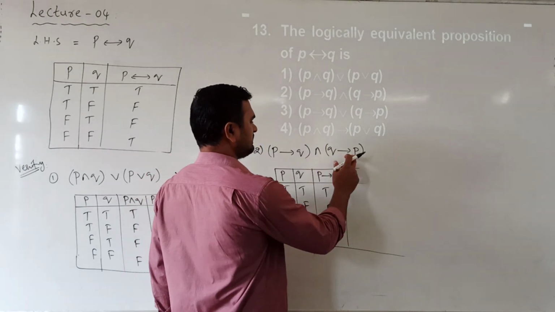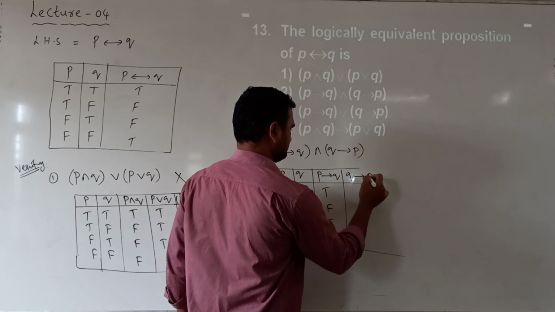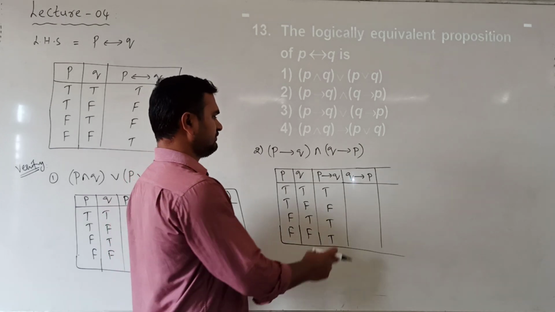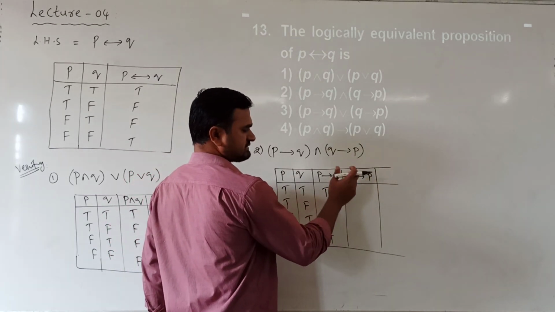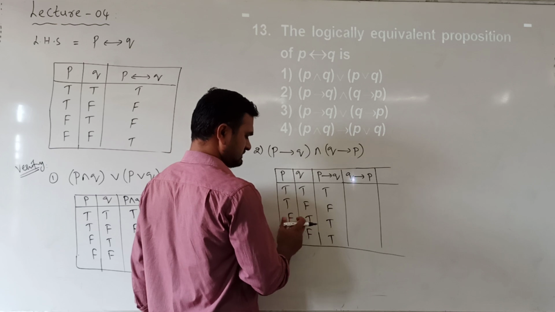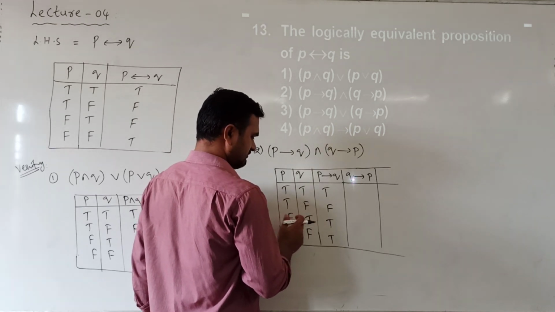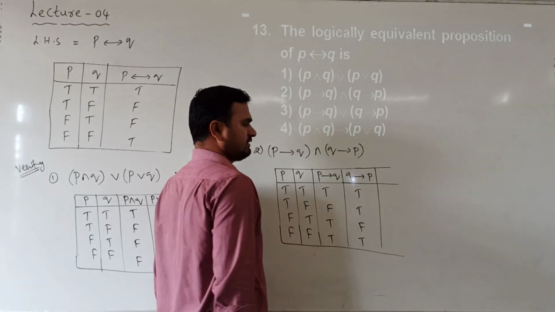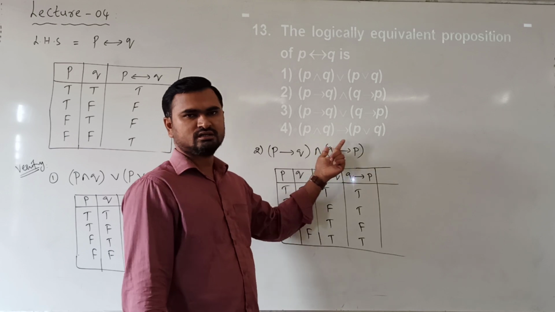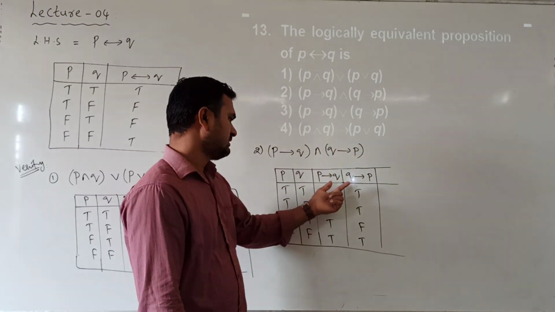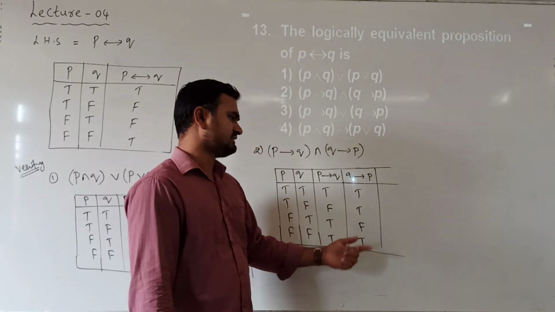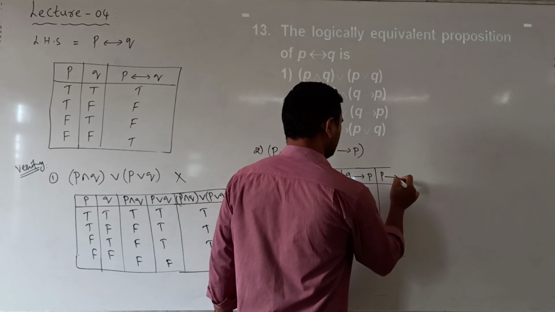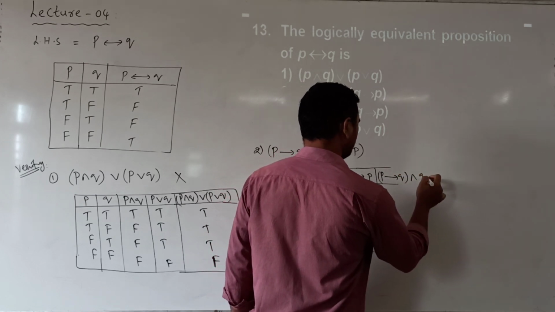Next, Q implies P. First statement true, second statement false, implication is false. So T, F gives F, and in the remaining cases it will be true. Here the first statement is Q and the second is P, so Q implies P is like this. Now for these two, P implies Q and Q implies P, we take the AND operation.